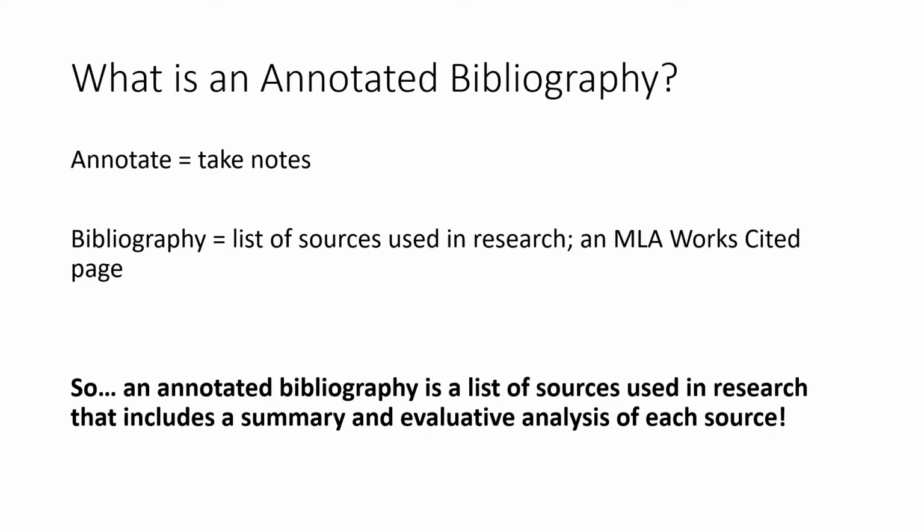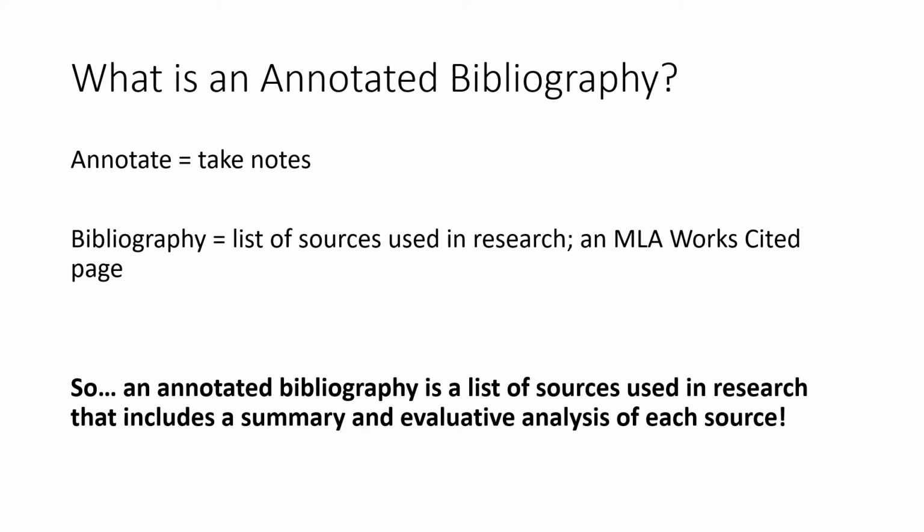So what is an annotated bibliography? Some of you have never heard this term before. So let's break it down. The first word of this term is annotated. What does annotate mean? To take notes of some sort. And the word bibliography is just a list of sources used in research. We tend to use the term works cited page, which just means the texts that have been cited within the document. So in other words, an annotated bibliography is simply a list of sources that is used in your research.